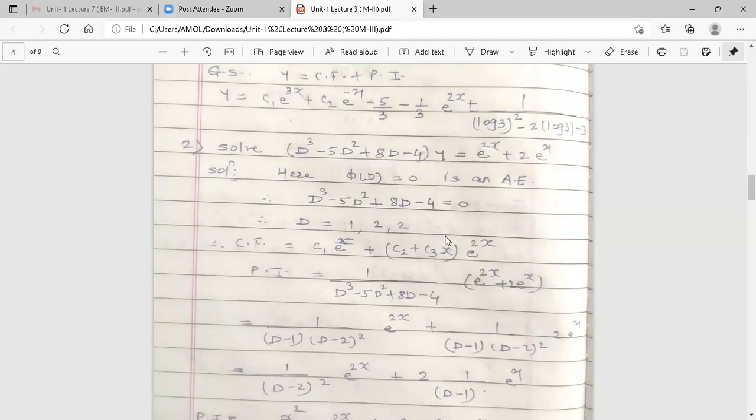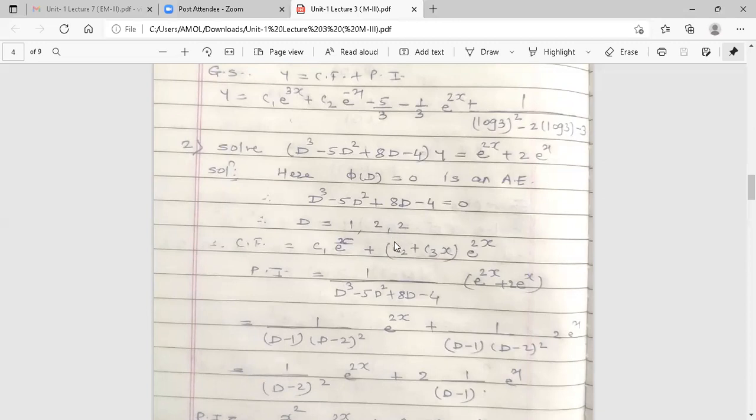And then, after finding one factor, you will get a quadratic equation. You find out the factors of the quadratic equation. So in total there are 3 factors. Here the roots are 1, 2, 2, so the complementary function: 2 roots are equal and the remaining one is distinct. They are all real numbers. So the complementary function is here c1 e^x + (c2 + c3x) e^(2x). The second and third terms are for the factor 2, because 2 is repeating 2 times.